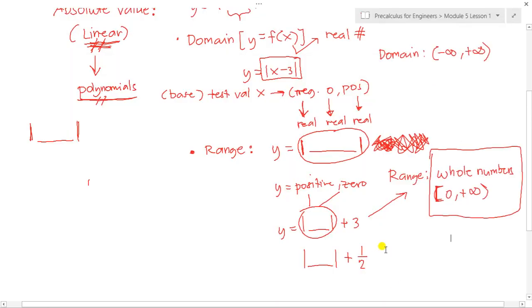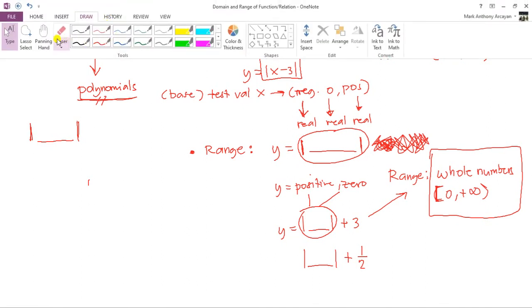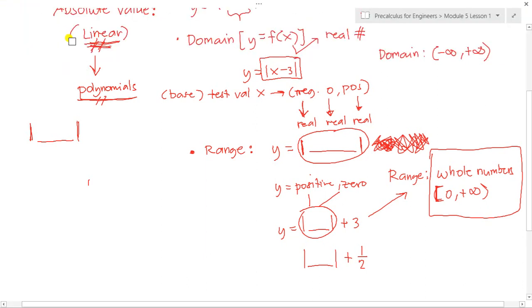So we can't use whole numbers here. Again, as Triste told us, our range should be fractions, like 1/2, wherein 1/2 is not part of a whole number. So what we said previously can be deleted. Okay, it's clear now.